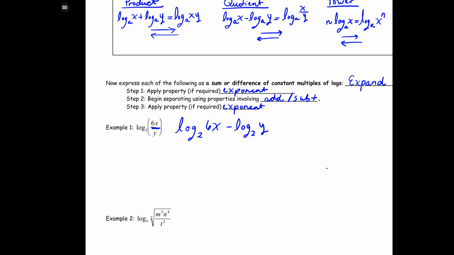And then how would we separate the 6 times x? With addition or subtraction? Addition, because it's the product property. So we would separate this with log base 2 of 6 plus log base 2 of x minus log base 2 of y. There's no power property that's been used or no power property we need to end with, so this actually would be our final answer.